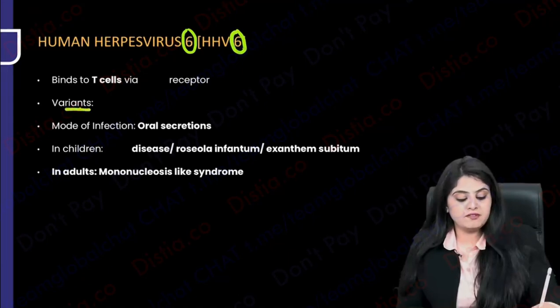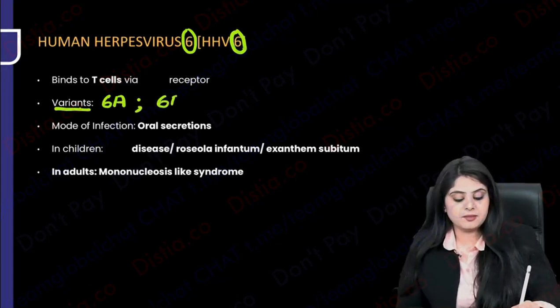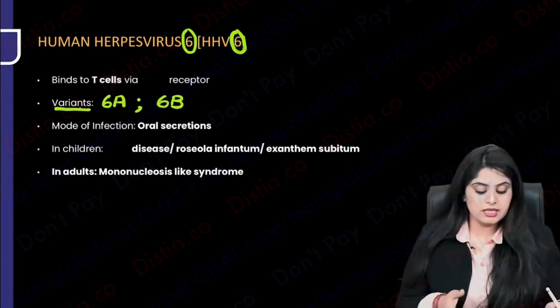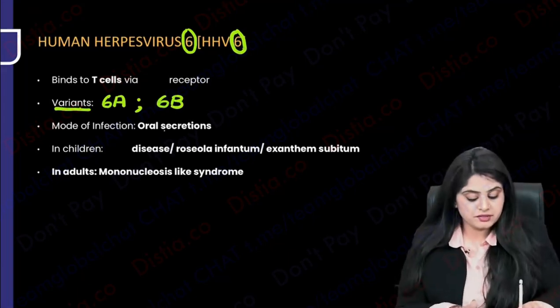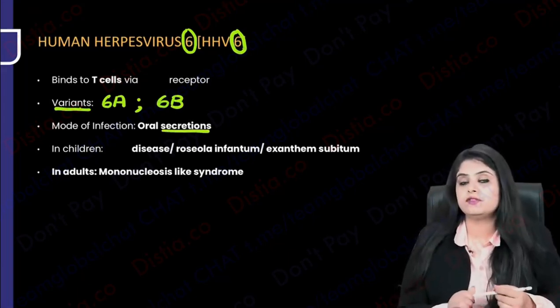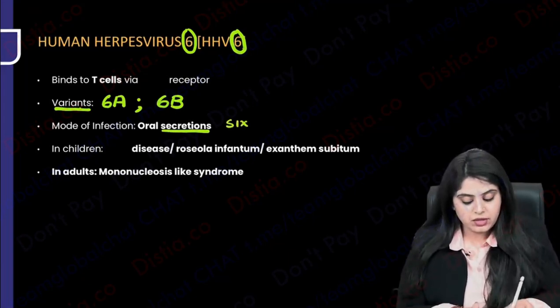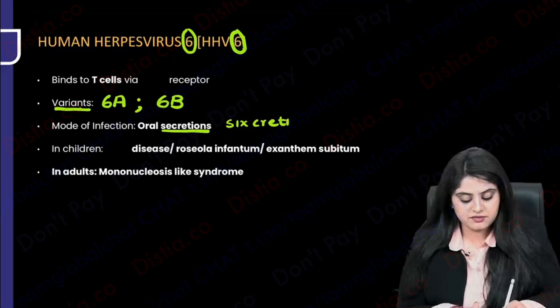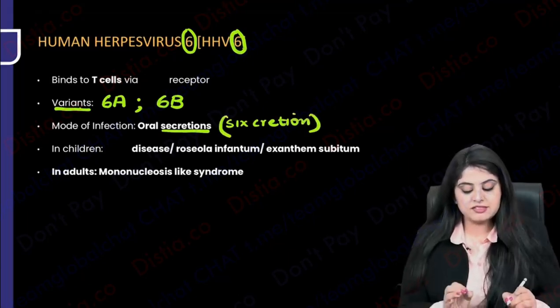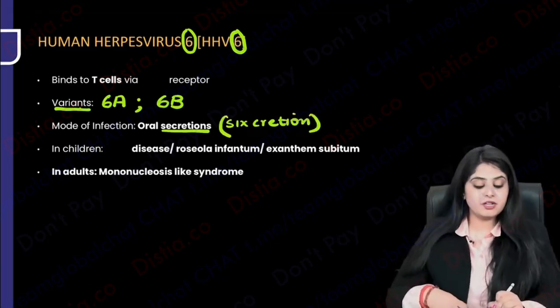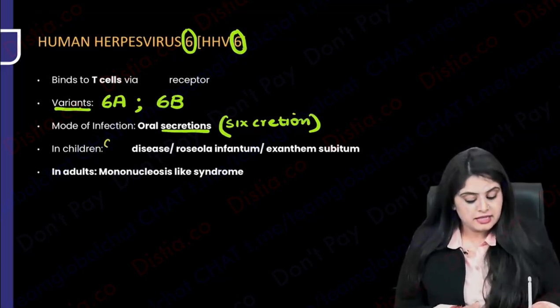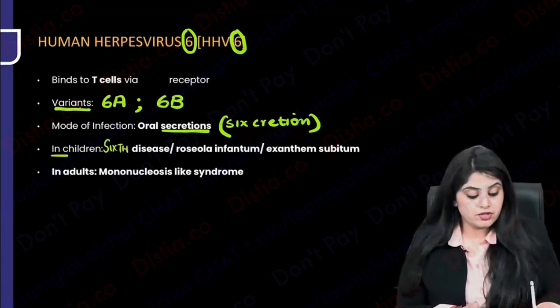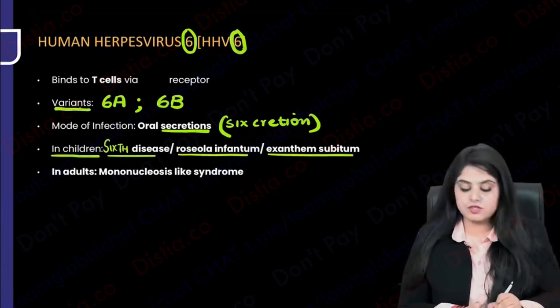If I ask you how many variants it has, you will say there is something called 6A and something called 6B. How is the mode of infection? The mode of infection is secretions, so I'll learn it as secretions. It sounds like a tongue twister, but secretions is going to be the mode of infection. Which disease will it cause? It is going to cause the 6th disease in children, known as roseola infantum or exanthem subitum, which I'll come to.